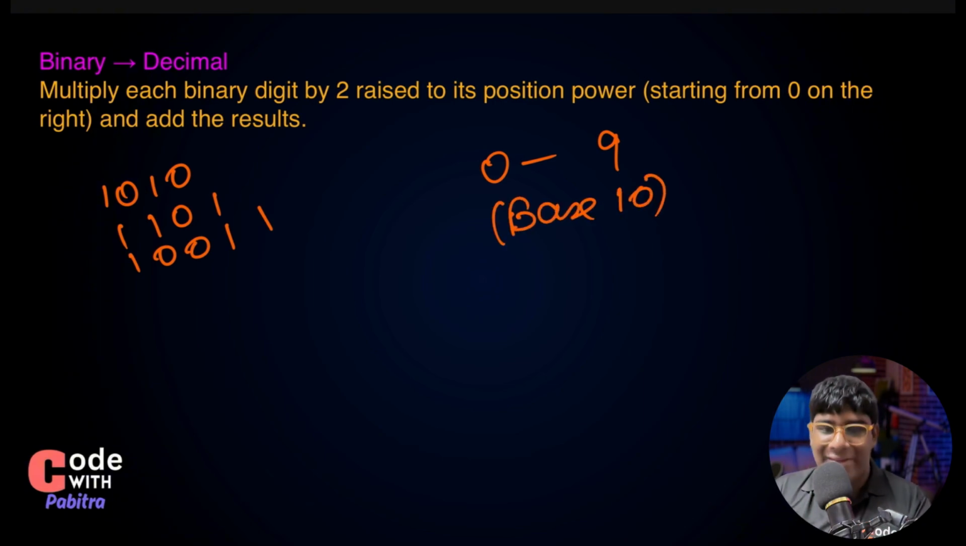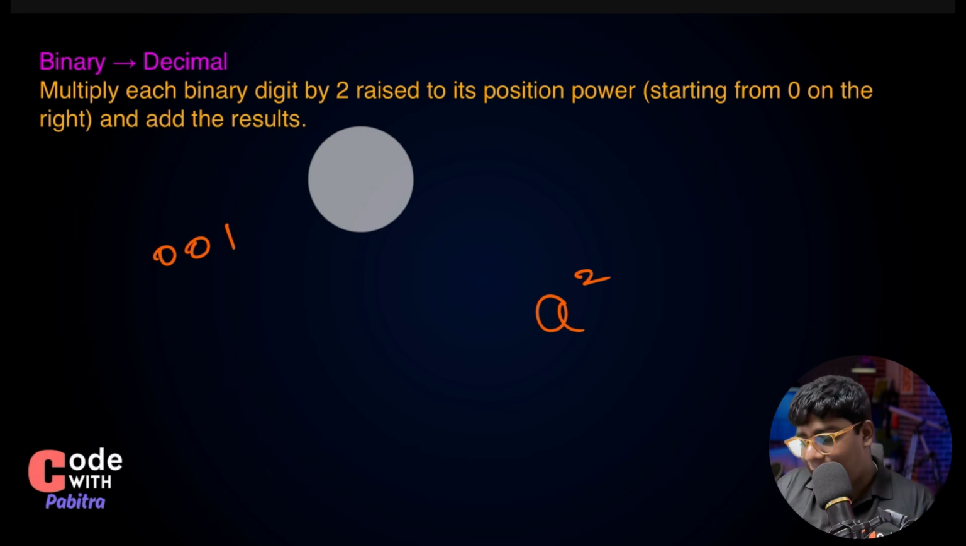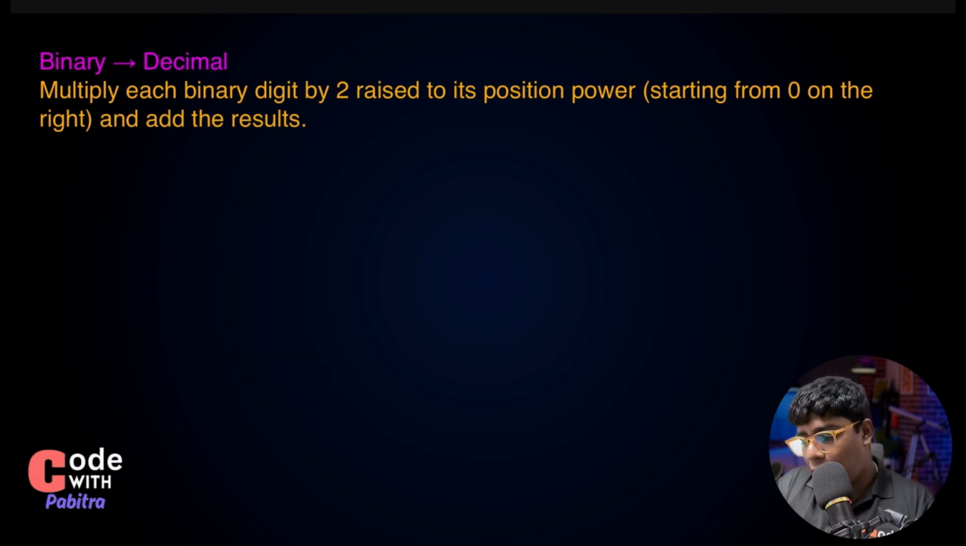So what is the method of binary to decimal conversion? We have to write the power of 2 from right to left, like this, and multiply each binary digit with its corresponding power of 2, and then add all the results. So let's take one example. I am writing a general formula over here. You can remember it like this also.